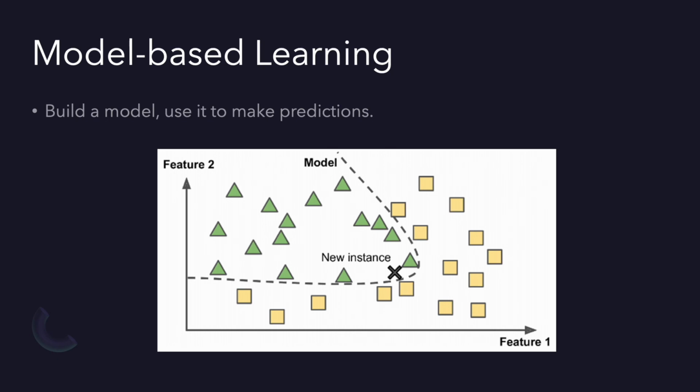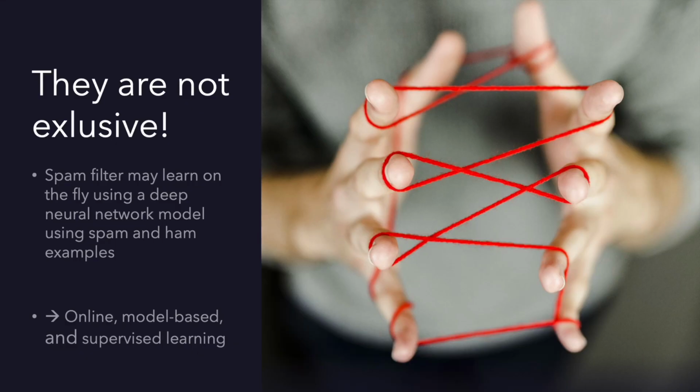Don't forget that these machine learning types are not exclusive. I mean, a spam filter tool may learn on the fly using a deep neural network model, and using spam and ham examples. That means this spam filter is an example of online learning, model-based learning, and supervised learning.